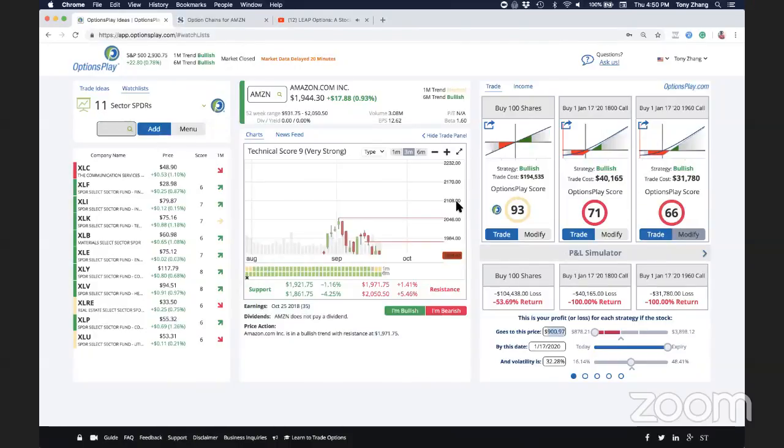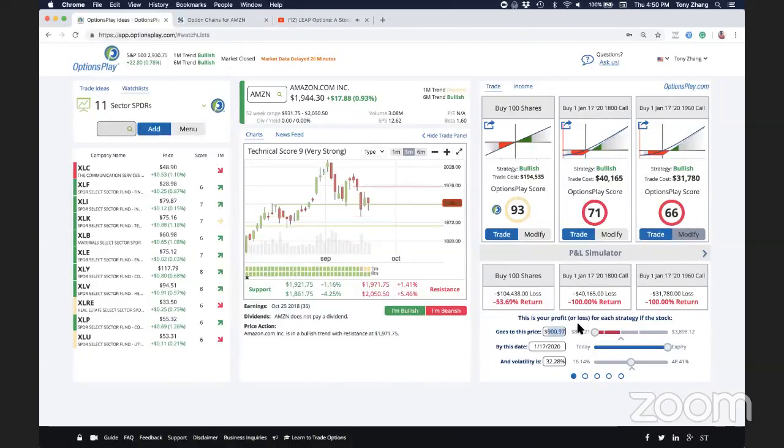So what happens if Amazon really takes a dive? What happens if it goes down to $1,500? Here, as you can see, if it went down to $1,500, you would lose 44,000. Here you only lose 40,000. Here you only lose 31,000. So actually, in my opinion, the LEAP option isn't super attractive, and that's partially why you have such a low options play score.